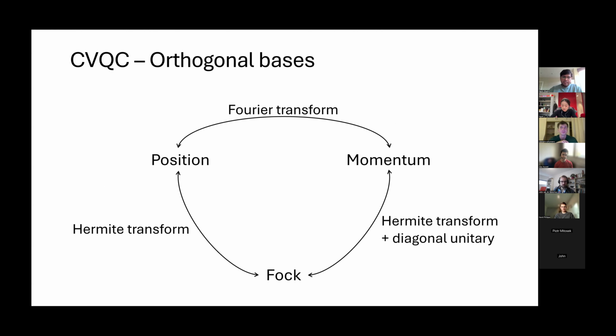And these three bases are related to each other in this way. You have the position and momentum bases related to each other by the Fourier transform. But then you also have the position and the Fock bases, and you can go between them using this thing called the Hermite transform. And the Fock and momentum bases are the same, so you have a Hermite transform, but you also need to apply a diagonal unitary.